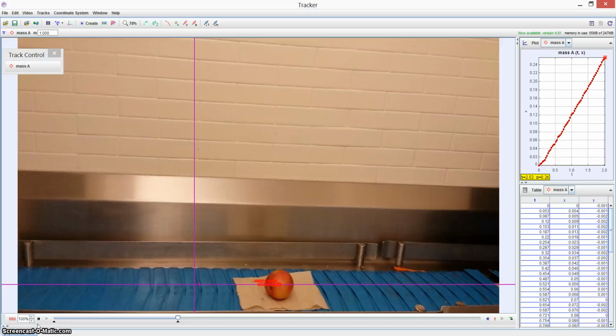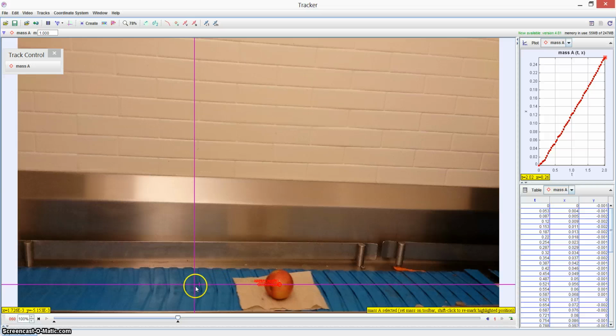I then, frame by frame, tracked the center of the apple during the approximately 2 seconds of motion using points that captured the object's position. As you can see, Tracker created a time versus position graph from these points and a table showing the x and y components of the object in relation to time.